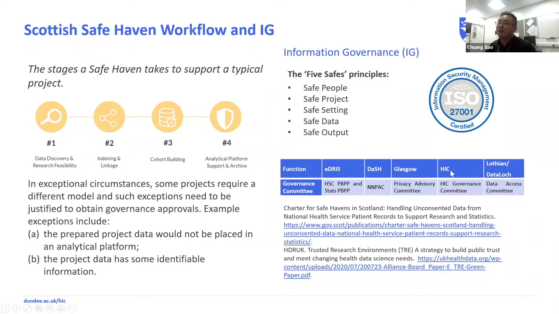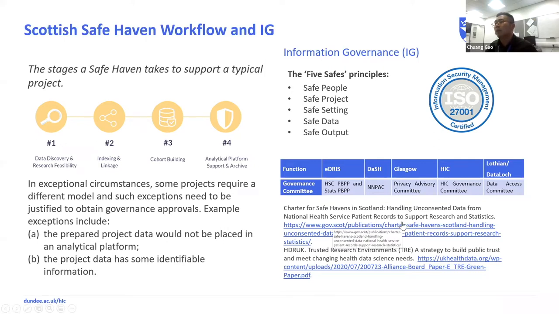And other safe havens, for instance Glasgow's HIC Safe Haven, believe a standard project will be a de-identified project, analyzed by an approved academic researcher, where the funding body is a peer-reviewed research grant. Those kinds of projects can be covered by a blanket governance approval.